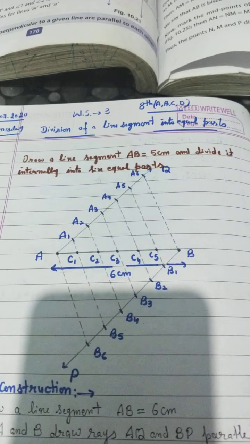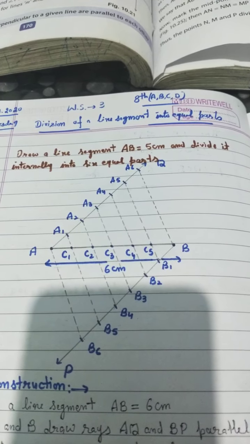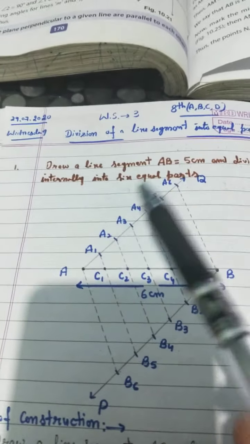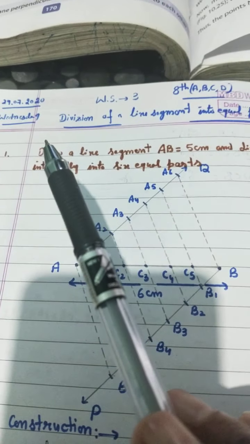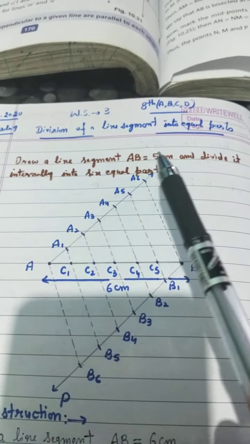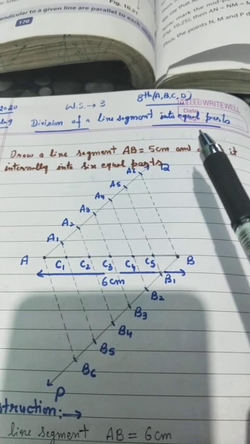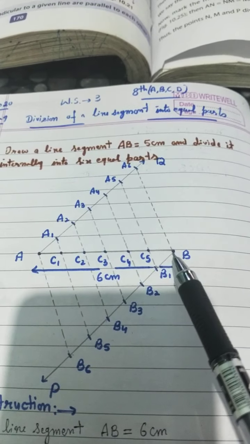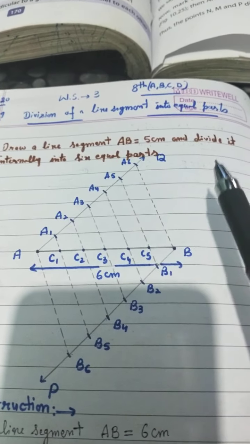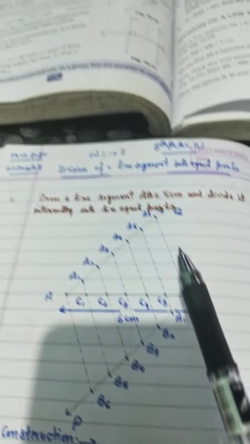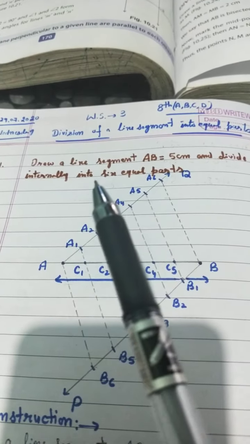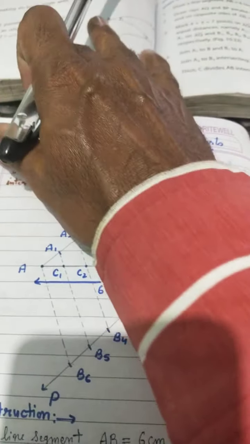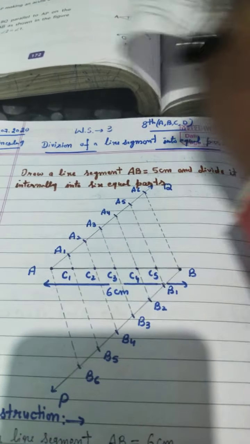So we have completed the first two worksheets of parallel lines. Now today I go for worksheet third, 29th July, Wednesday. Division of a line segment into equal parts. How we can divide a line segment AB into equal parts. So division of a line segment into equal parts, or division of a line segment in a given ratio internally.